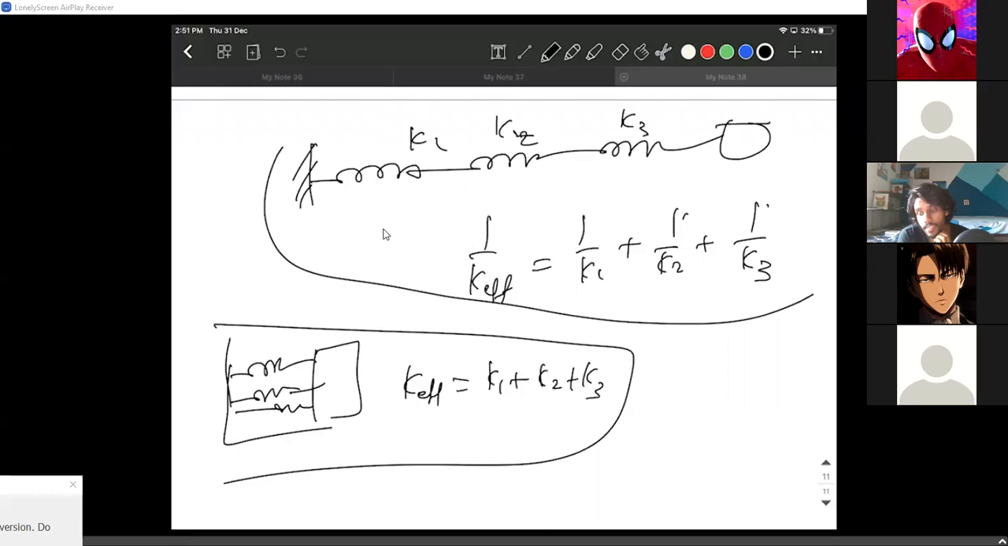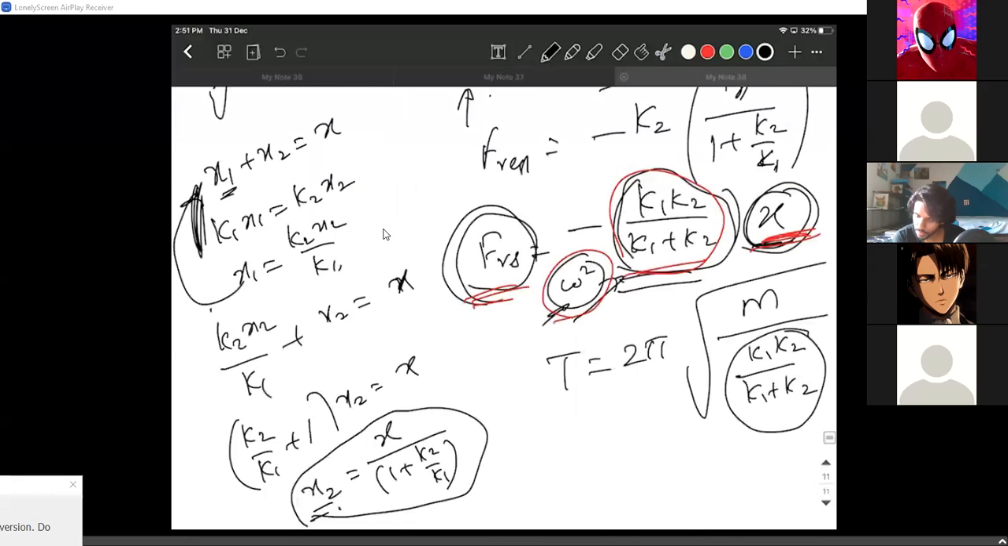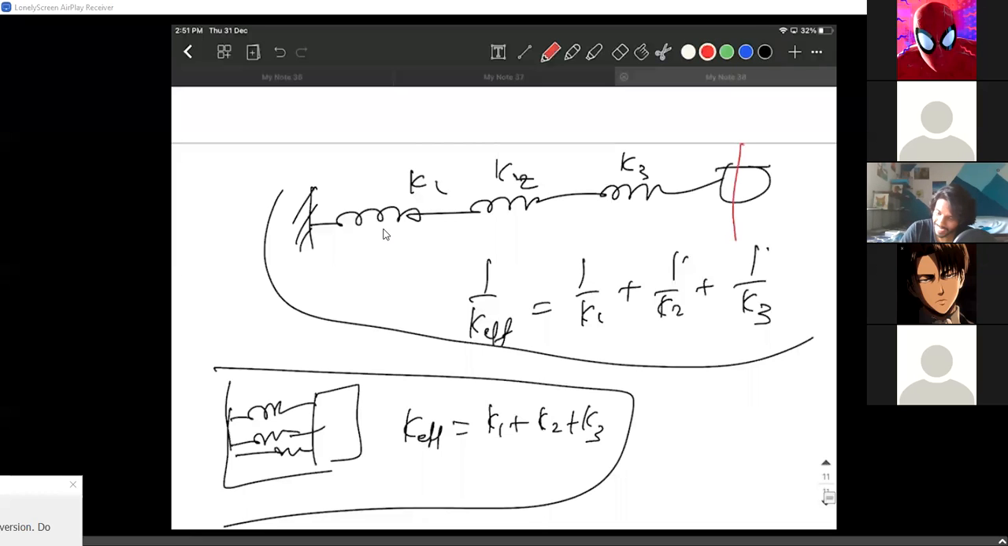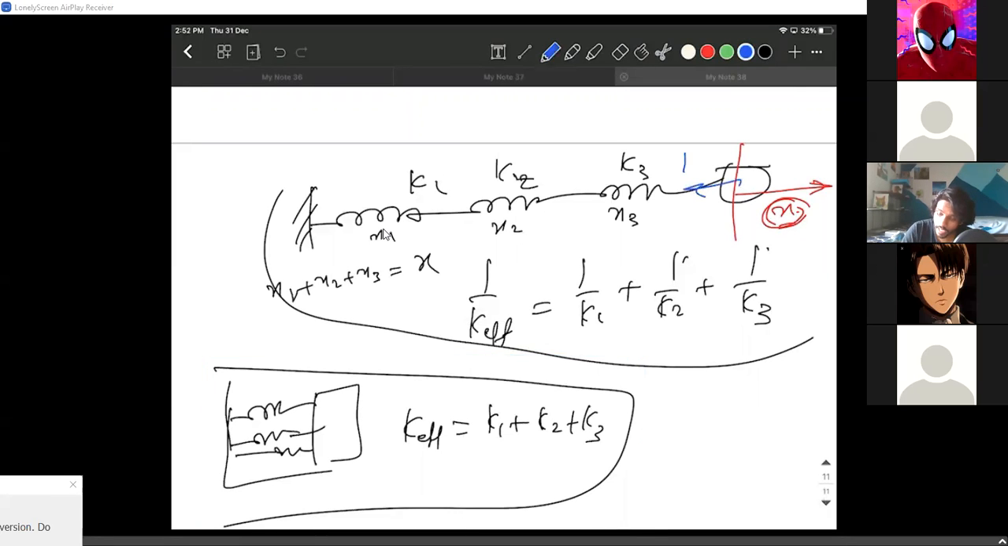So why this 1 by k effective? Didn't we do the same thing? Okay, I'll show you this also then. A generalized way, no matter how many springs we have: you move it by x, you will get x1, x2, x3. Now you write x1 plus x2 plus x3 equals x. You write the restoring force as k3 x3. You try to convert k3 x3 in terms of x using all this. You will get this formula only.